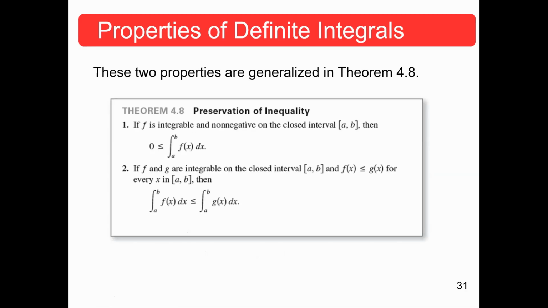These two properties can be generalized here. So, theorem 4.a is called the preservation of inequality. So if f is integrable and non-negative on a to b, then the area has to be non-negative. The definite integral has to be non-negative. Now, if f and g are both integrable on the closed interval and f is always less than g, then that tells us that the integral of f has to be less than the integral of g, as long as we define them both over the same interval from a to b.